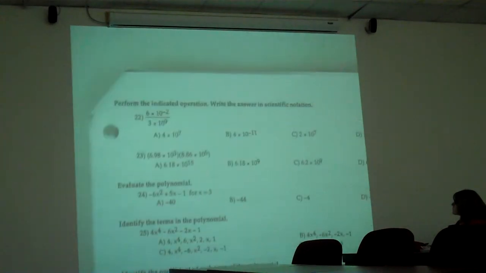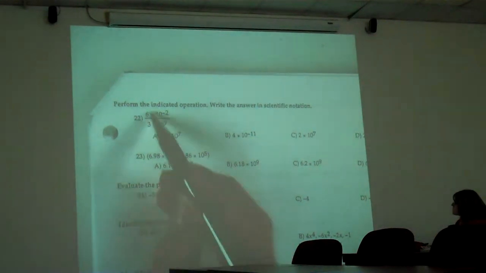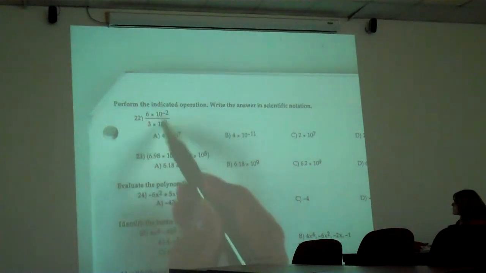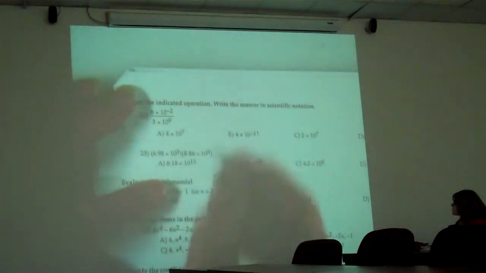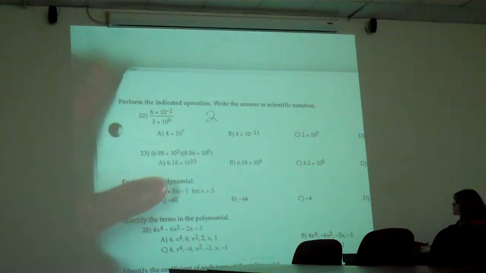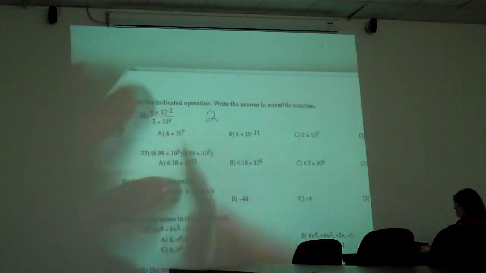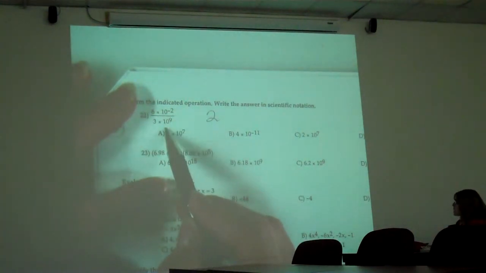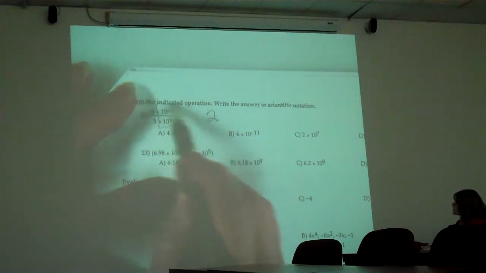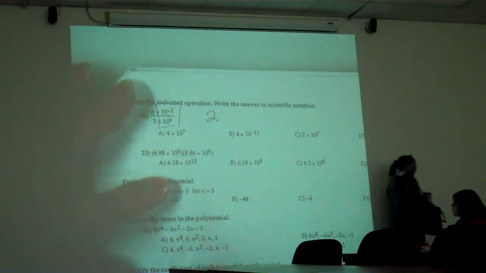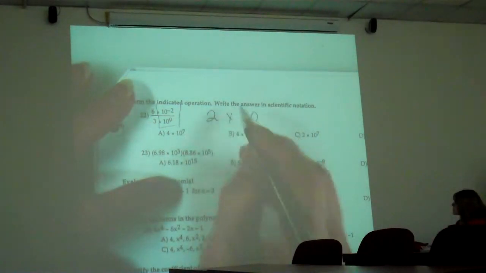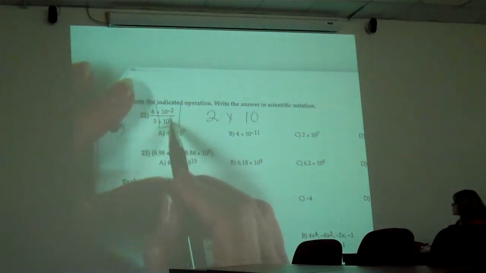Number 22. You're dividing with scientific notation. Divide the number part separate and the base 10 separate. 6 divided by 3 is 2. Then you have 10 to the negative 2 over 10 to the 9. Remember what we did? We subtracted. It had the same base. So we're going to do negative 2 minus 9.